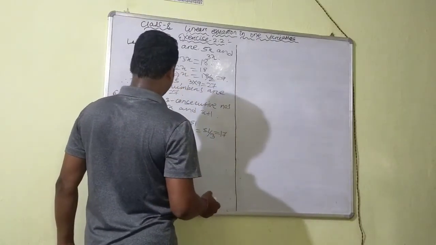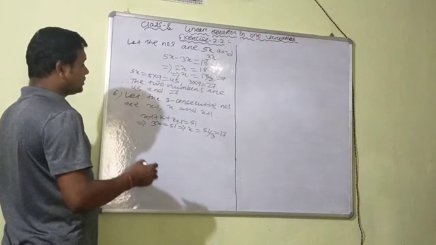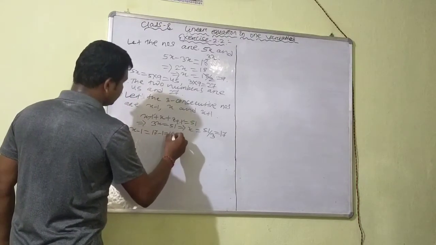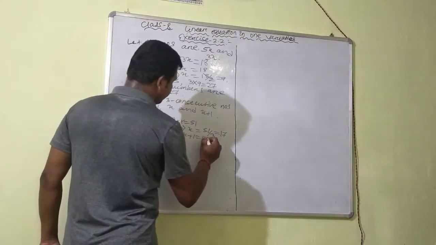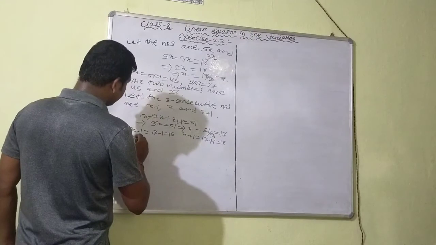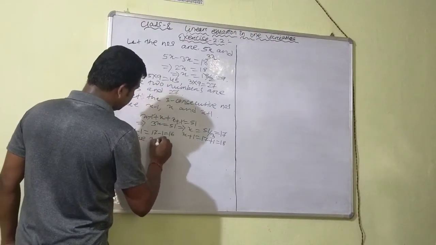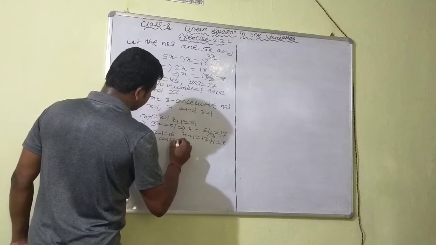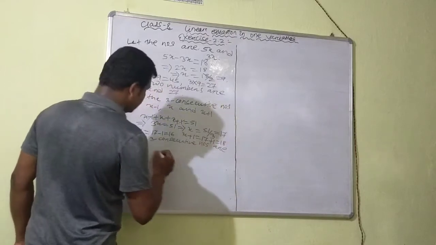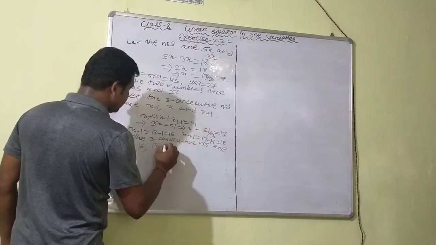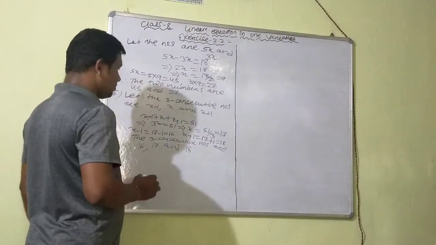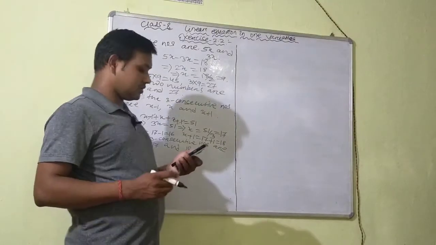That is 17. So we'll write the three consecutive numbers are x minus 1, 17 minus 1, that is 16, and x plus 1, 17 plus 1, that is 18. Okay, therefore we will write the conclusion as, the three consecutive numbers are 16, 17 and 18. Now come to question number 7.